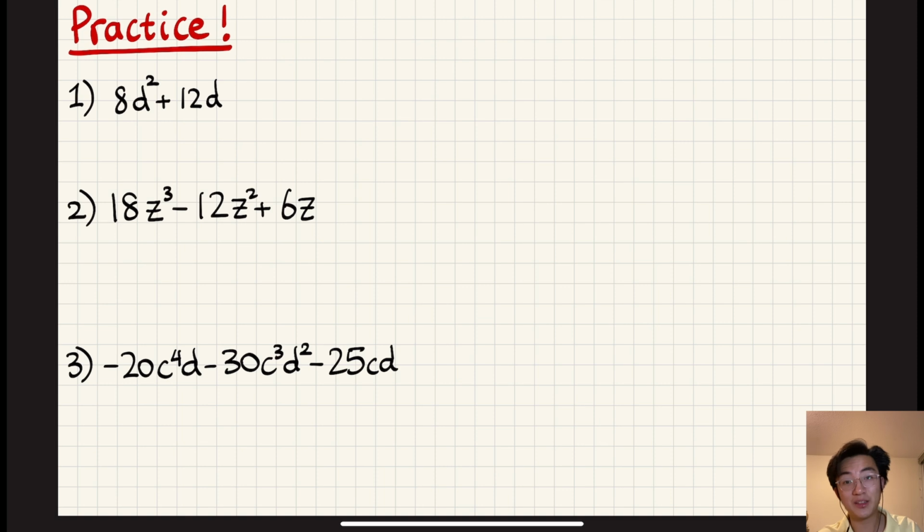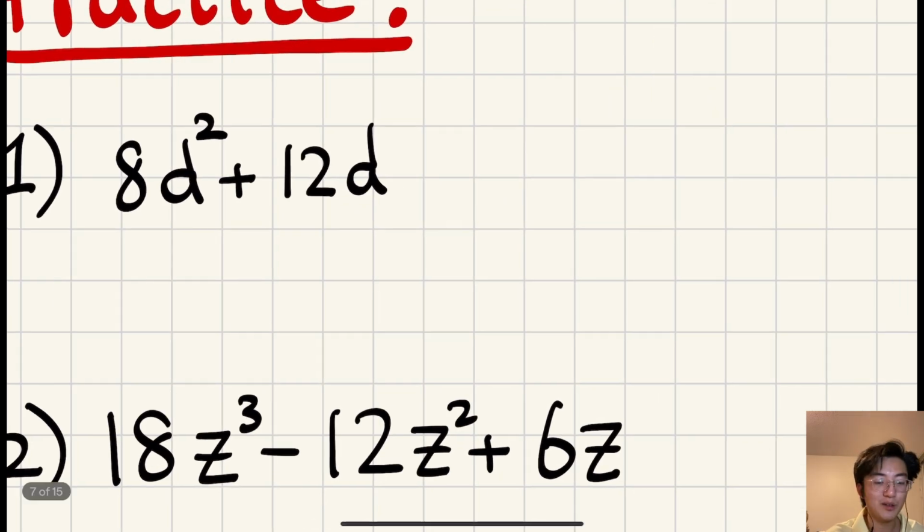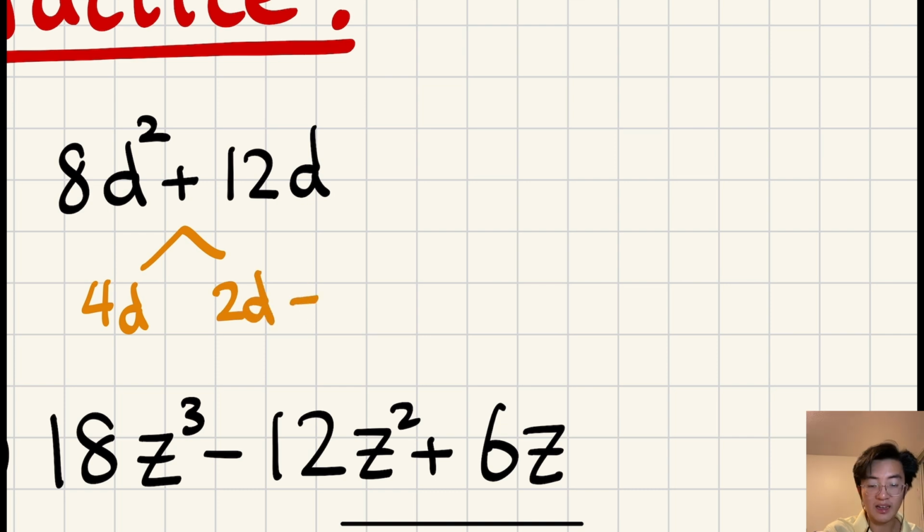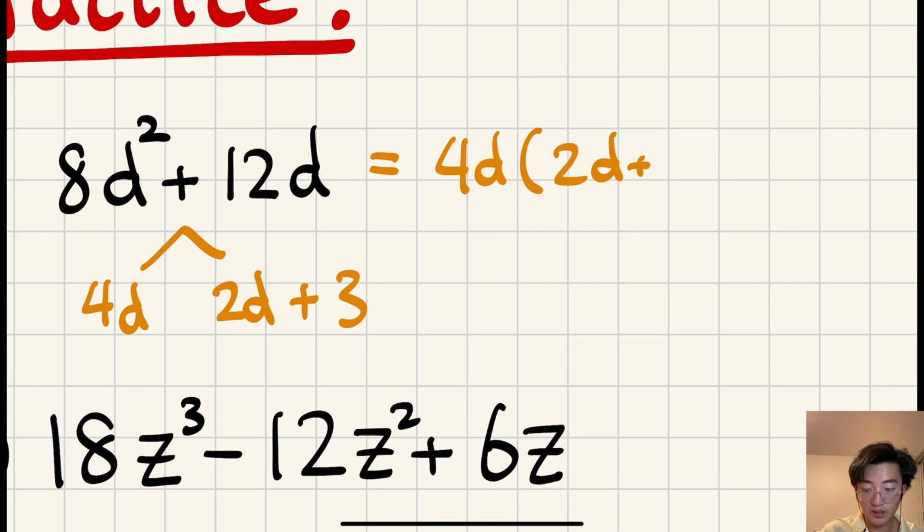Alright, I hope you had a chance to pause the video and try those questions out. We'll just quickly get to it. So from here we have 8 and 12. We know both of them are divisible by 2, but we also know that they're both divisible by 4. So we can take out a 4. We also know that right here we have a d and d squared. We can also take out a d, which means that what you're left with is 8d squared divided by 4d, which is just 2d, and then 12d divided by 4d is 3. So the answer is 4d times 2d plus 3.